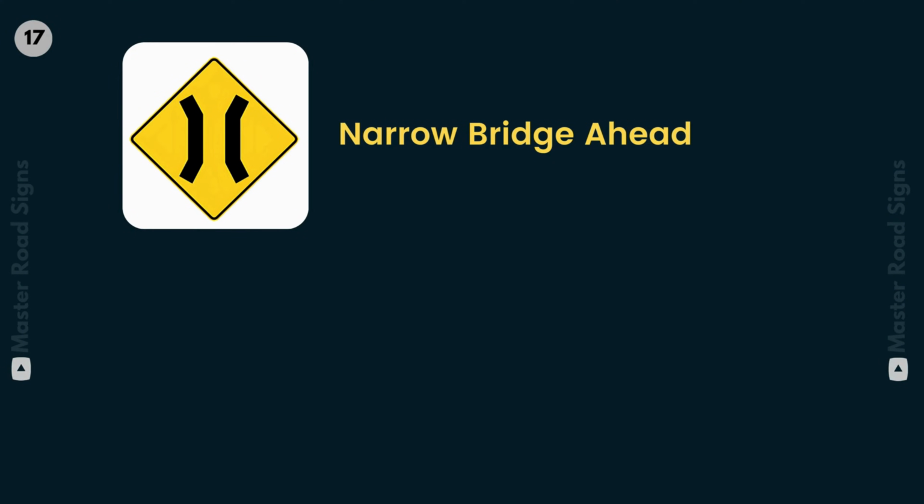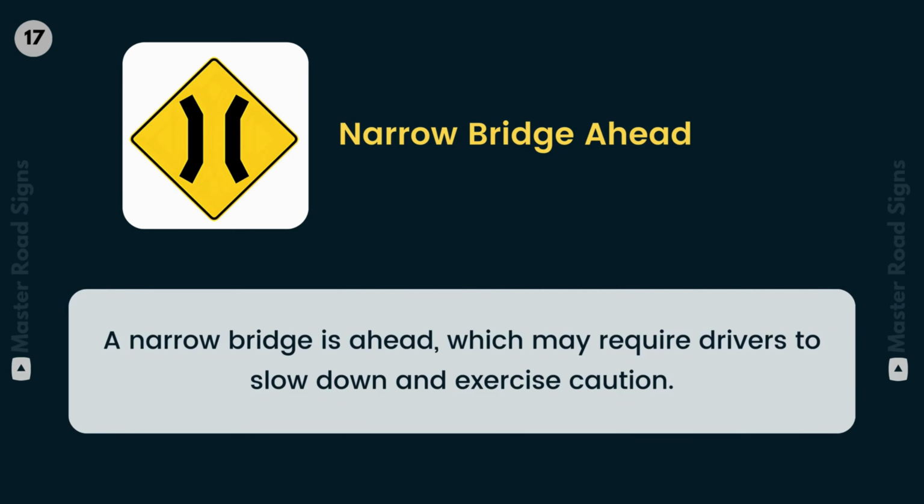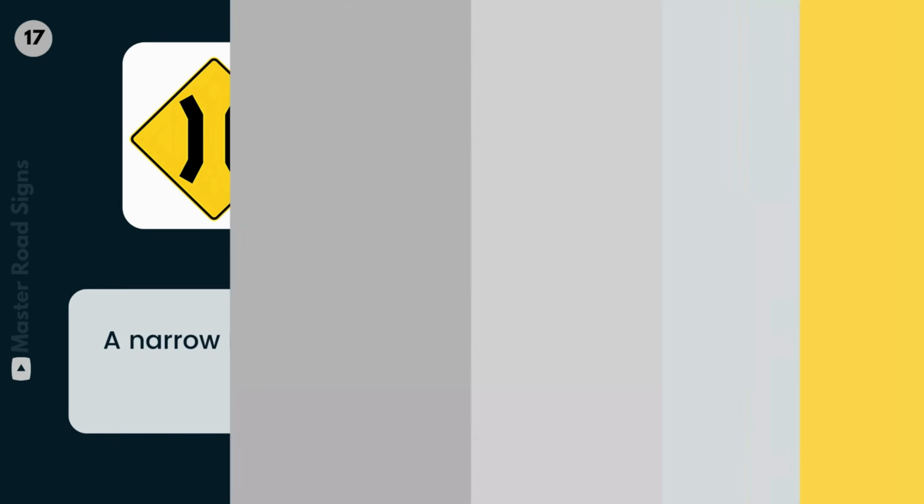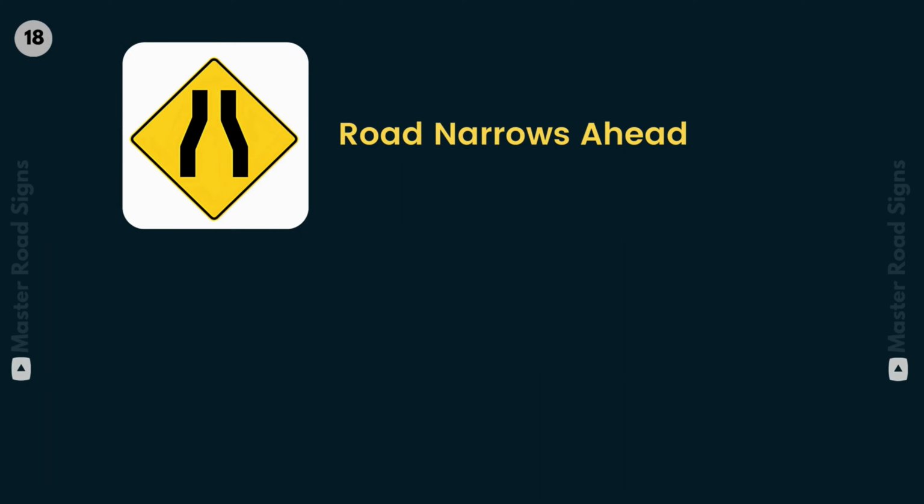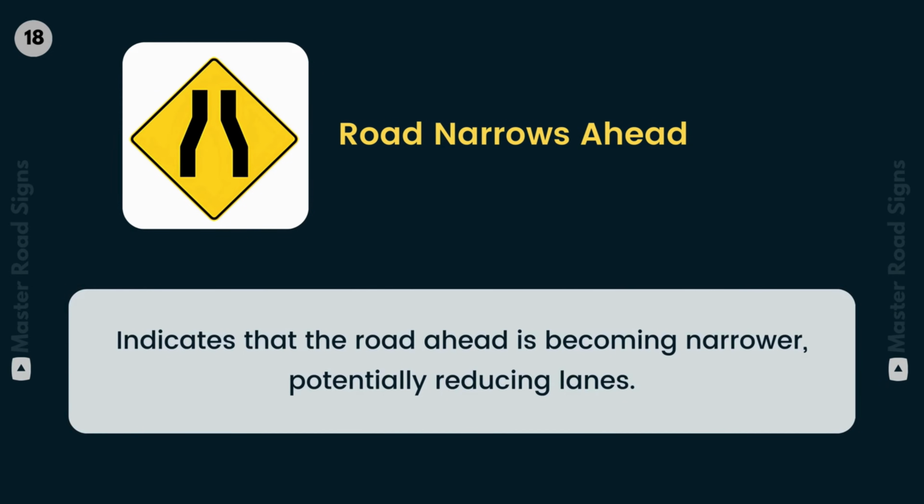Narrow bridge ahead sign. A narrow bridge is ahead, which may require drivers to slow down and exercise caution. Road narrows ahead sign. Indicates that the road ahead is becoming narrower, potentially reducing lanes.